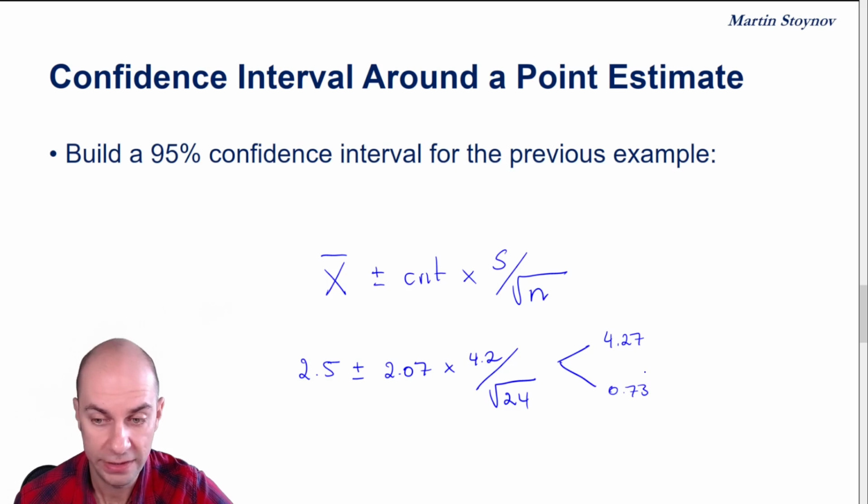And notice that this confidence interval contains the null hypothesis, which was 2%. And so that also shows us that we're going to fail to reject the null hypothesis that the mean was equal to 2. So the mean is basically equal to 2.